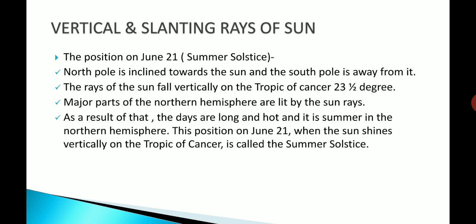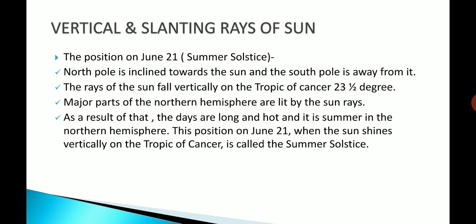The vertical and slanting rays of sun. The position on June 21, summer solstice. North Pole is inclined toward the sun and South Pole is away from it. The rays of the sun fall vertically on the Tropic of Cancer, 23 1/2 degrees. Major part of the northern hemisphere is lit by the sun's rays. As a result of that, the days are long and hot and it is summer in the northern hemisphere. This position on June 21, where the sun shines vertically on the Tropic of Cancer, is called summer solstice.